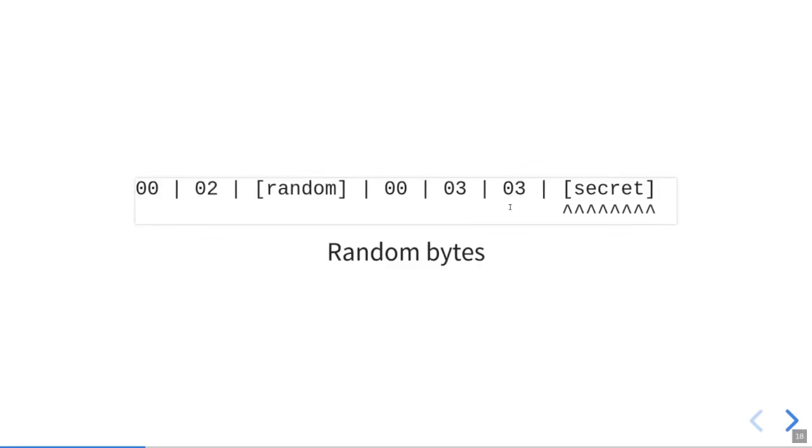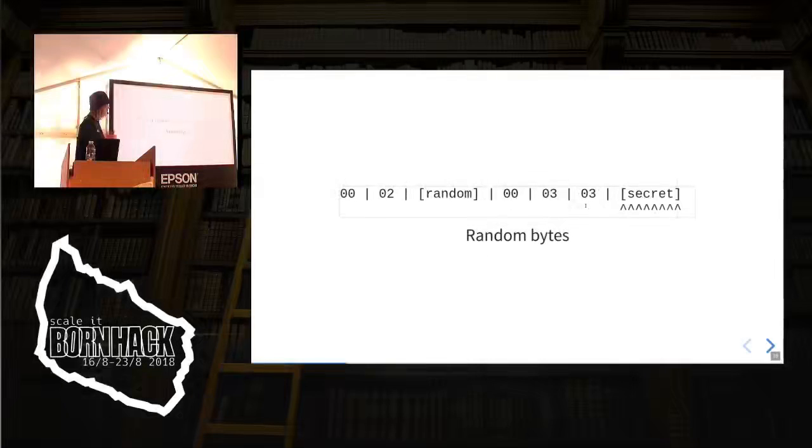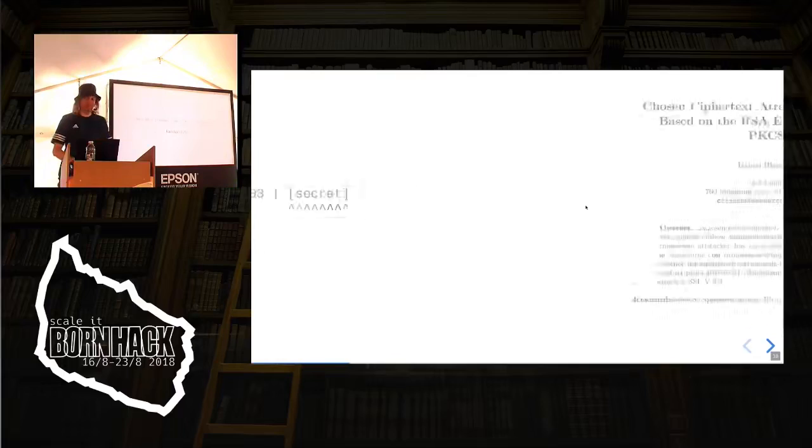And then we have some bytes, and these are random, and that is the secret that we will later use for our TLS encryption. So this is kind of the important part. The rest is just basically to fill up space and have some structure.